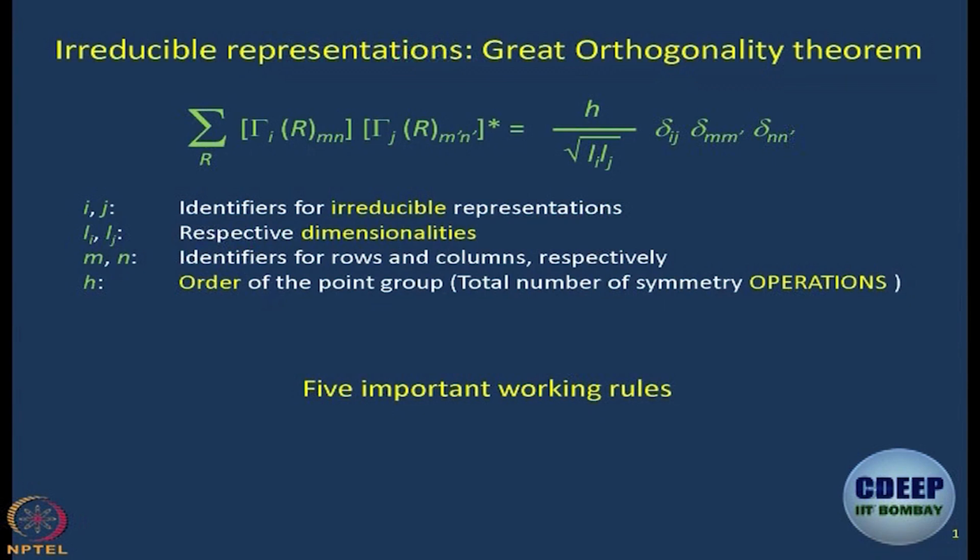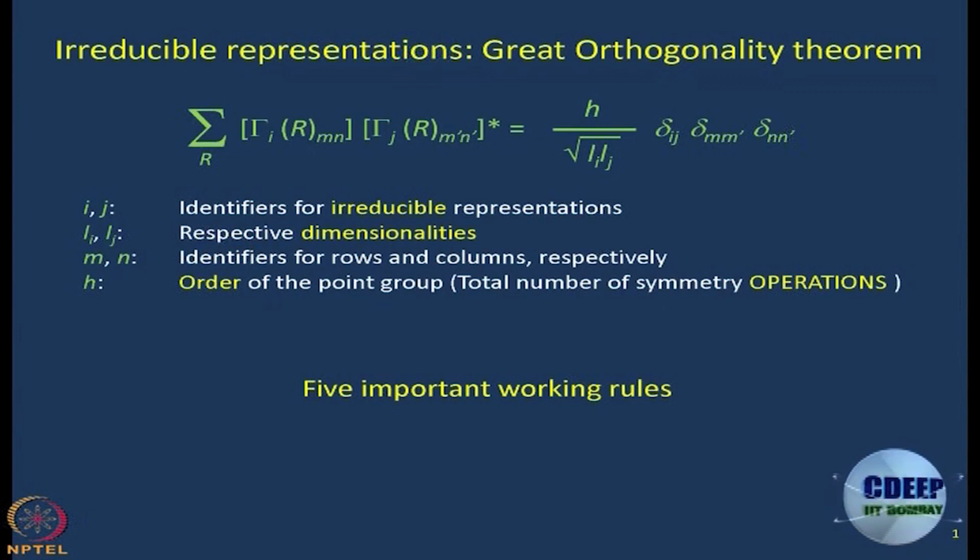For C2V, H is 4: E, C2, sigma V, sigma V dash. For C3V, H is how much? 6: E, C3, C3 square, sigma V number 1, sigma V number 2, sigma V number 3. So, now are we clear what H is? H is called the order of the group. It is equal to the total number of, please do not forget this, symmetry operations. It is not the total number of symmetry elements, symmetry operations.